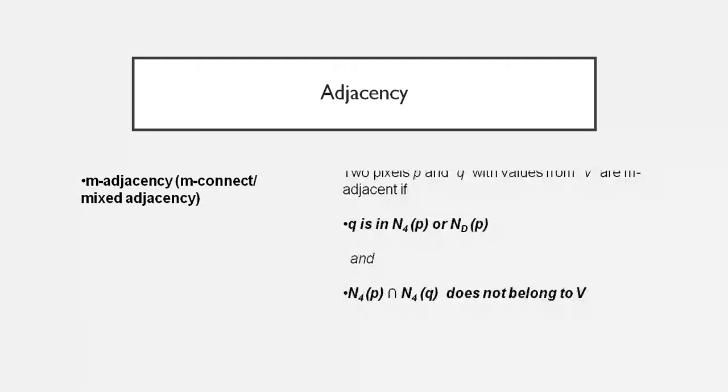Similarly, we have M adjacency, mixed adjacency. Now here the rule is that the two pixels P and Q should have values from V, and we have two conditions here. So here we assume that P and Q have values from V. Now there are two conditions. If the location of Q is in N4 of P, or Q is in ND of P and N4 of P intersection N4 of Q does not belong to V, then they are M connect.